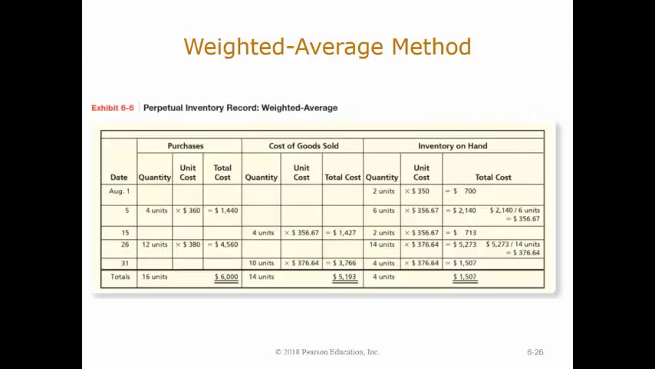In our example, the weighted average cost on August 1st is $350 per unit, calculated as $700 divided by 2 units. When 4 units are purchased on August 5th at $360 per unit, $1,440 is added to inventory and 4 units are added. There is now $2,140 in inventory and 6 units, leaving a weighted average cost per unit of $356.67 per unit. On August 15th, 4 units are sold.